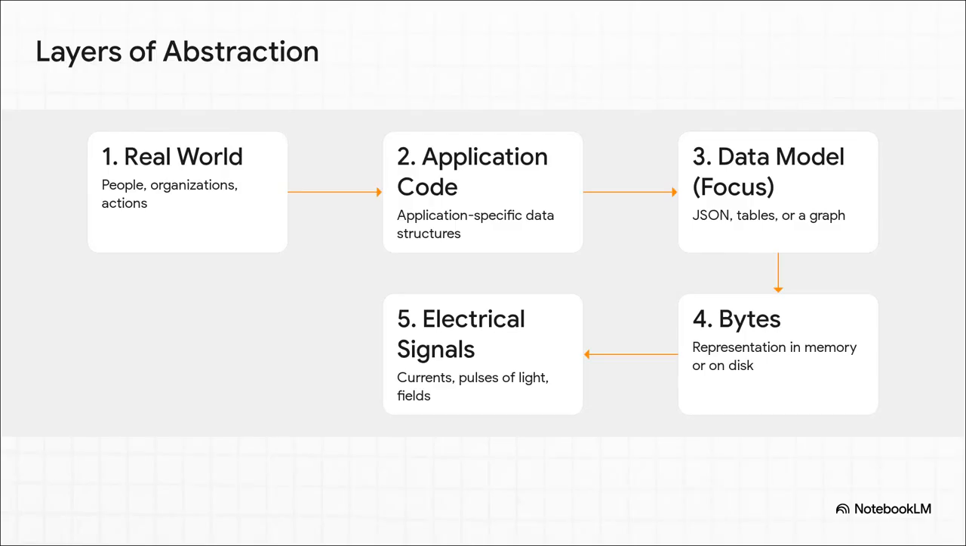It all starts with a real-world problem. A developer takes that reality and translates it into application code, objects, data structures. But to actually save that information, they have to pick a general-purpose data model. And that right there is our focus. This is the big decision point. Does my data fit best in something like a spreadsheet, or maybe a nested document, or is it more like a web of connections? Everything below this layer is just bytes and electrical currents, way down in the weeds.